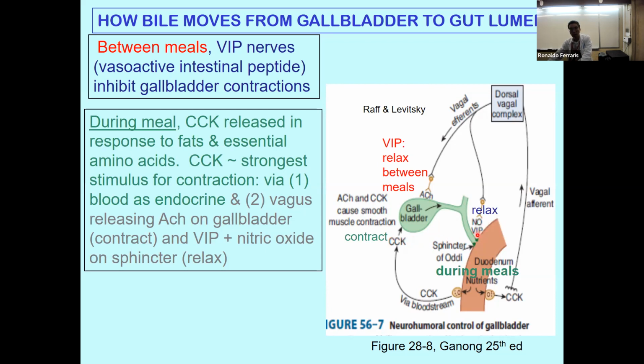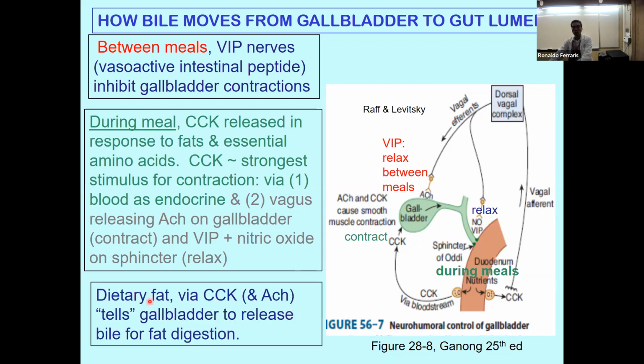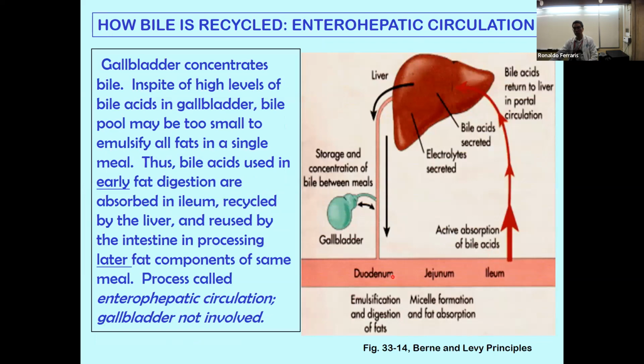And this "no VIP" actually means nitric oxide. It does not mean no VIP. It means nitric oxide and VIP. So here, dietary fat, via CCK and ACh, tells the gallbladder to contract in order to release bile for fat digestion and absorption. So now this is your bile in the duodenum, in the jejunum, and ileum. And in the more proximal regions, as I mentioned to you, they emulsify and digest fats.